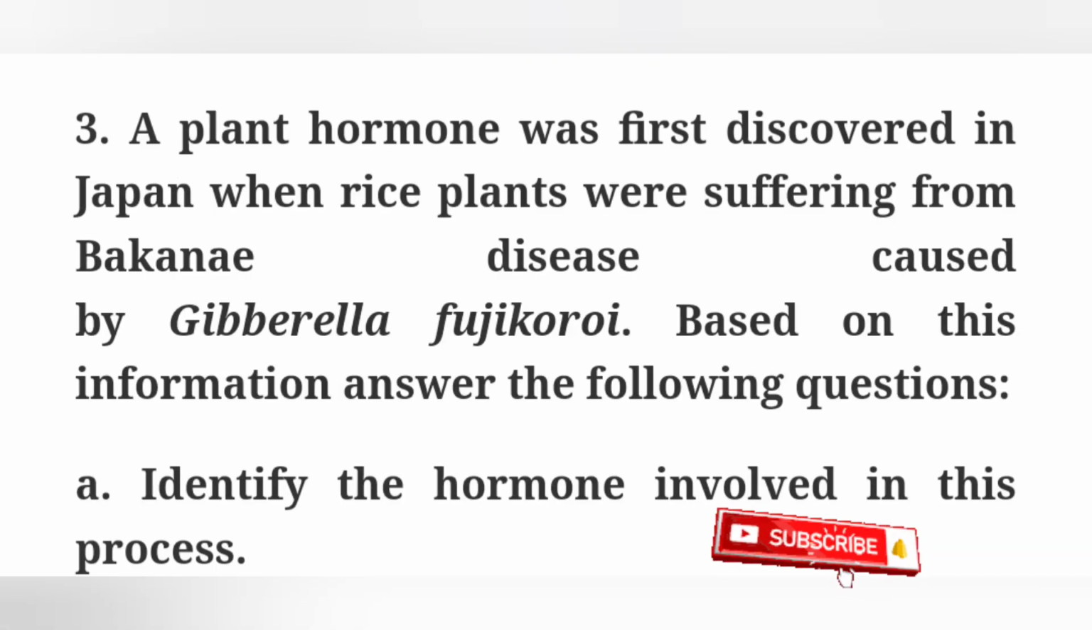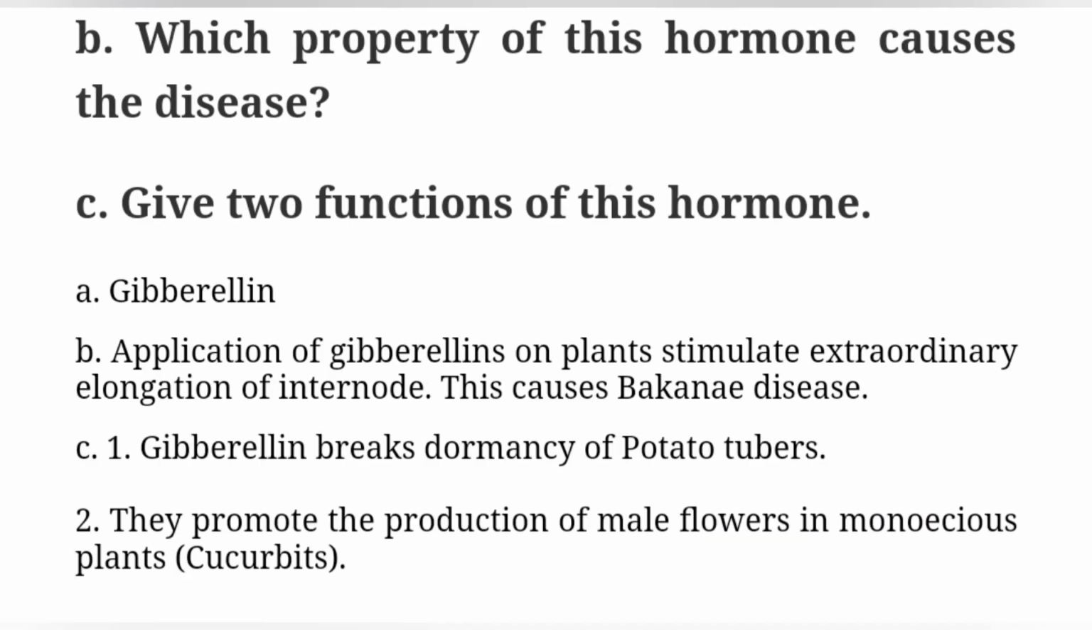Next, third one, a plant hormone was first discovered in Japan when rice plants were suffering from Bakanae disease caused by Gibberella fujikuroi. Based on this information, answer the following questions. Option A, identify the hormone involved in this process. Option B, which property of this hormone causes the disease. Then option C, give two functions of this hormone.